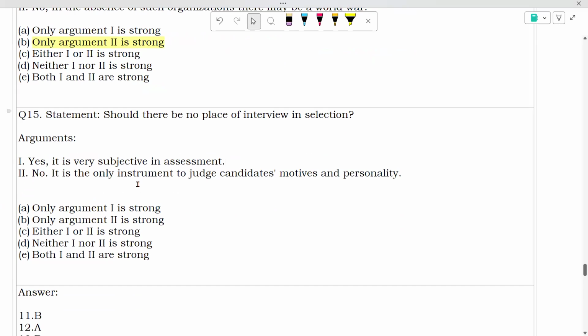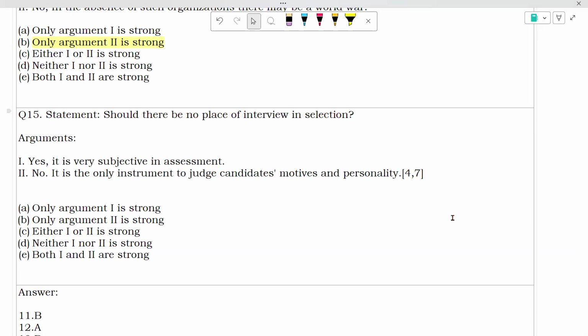Now, no, it is the only instrument to judge candidates' motive and personality. Is it very strong? How much number will you give to it? 4, 8... you are giving 4, you are giving 8. Okay, 4, 6, 7. So people are giving 7 also. 7, 7. Most of all, it cannot be the only instrument.